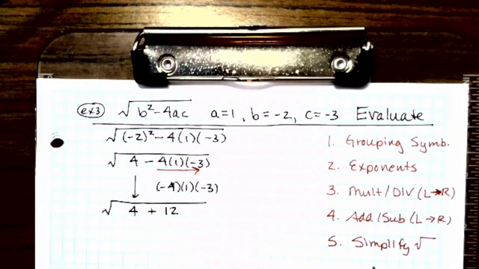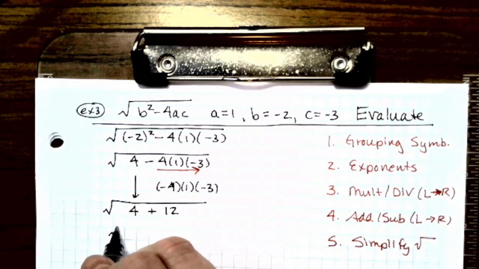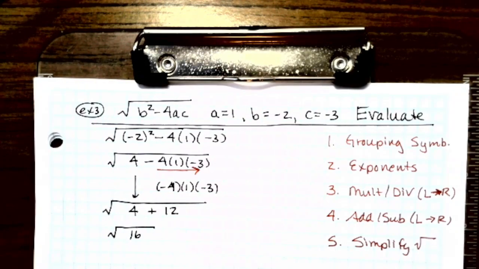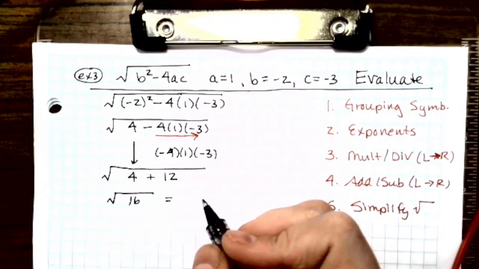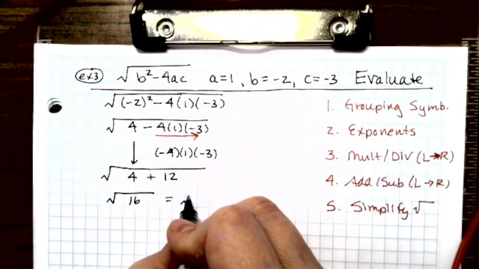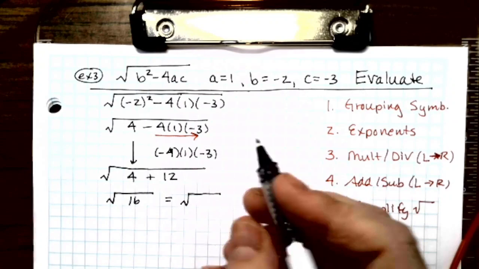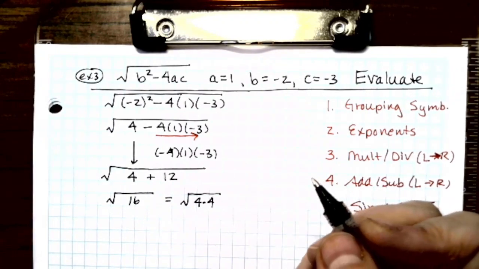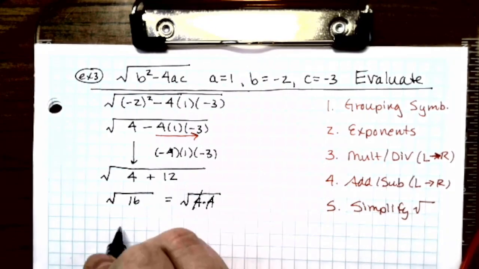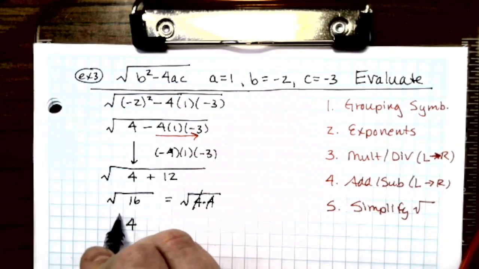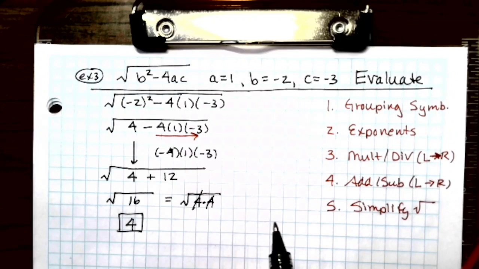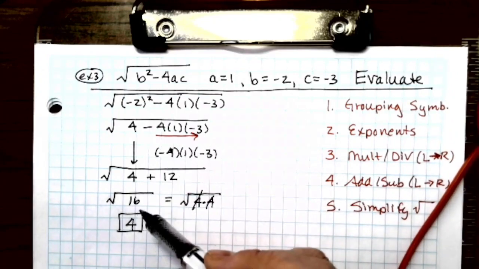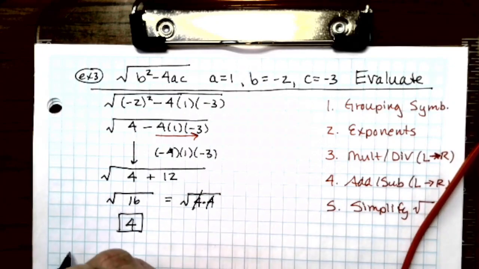Now step 4, add or subtract. 4 plus 12 is 16. All right, this is where we're going to simplify the radical. So factor 16, and if it's a perfect square, you don't have to prime factor. 16 is a perfect square. 4 times 4 is 16, so 2 4s, 1 comes out. That is your answer. So we did exponent, multiply, add, subtract, and then simplify the radical.